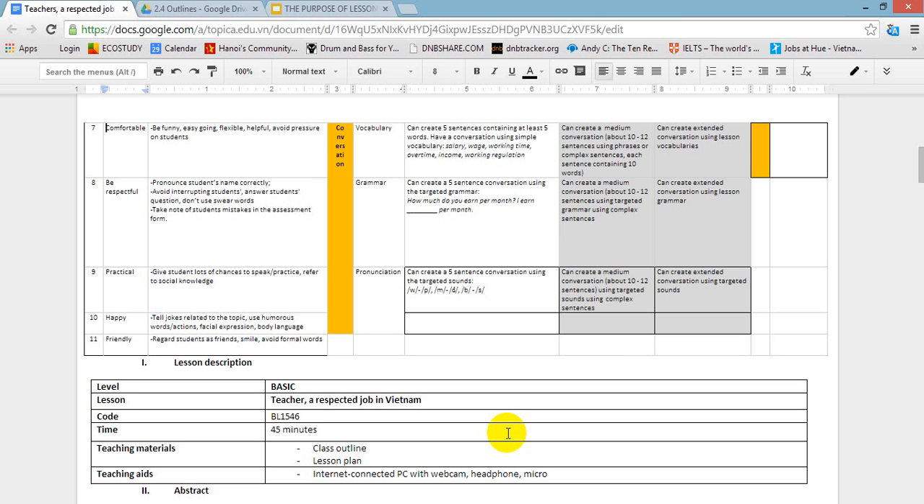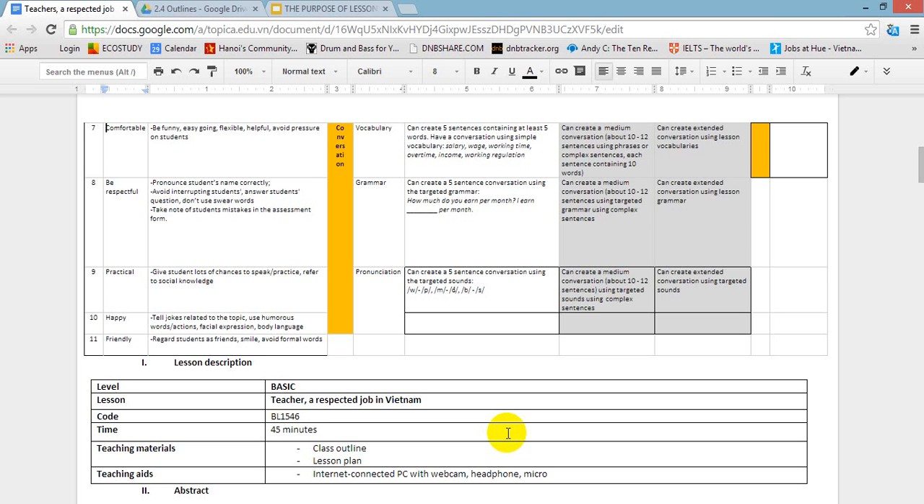And in contrast, the intermediate students will need to create a more difficult conversation with about 10 to 12 sentences or phrases using the grammar and the vocabulary they've learnt, and the sentences should be longer, containing around 10 words.